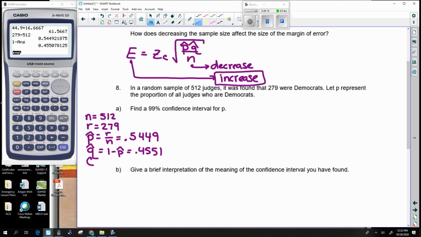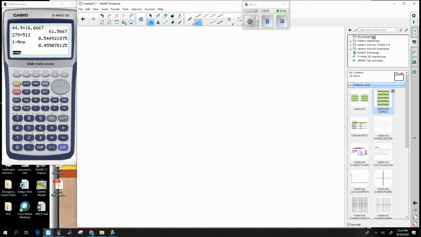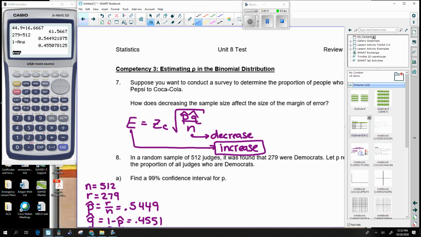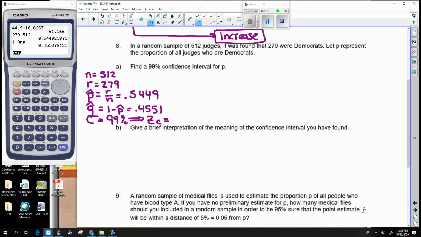All right, and then we want a confidence in this case of 99%. That will give me my ZC that I'm going to need. So again, we go to that little box. This one is of 99%. So 99% is 2.58. So 2.58 is ZC.